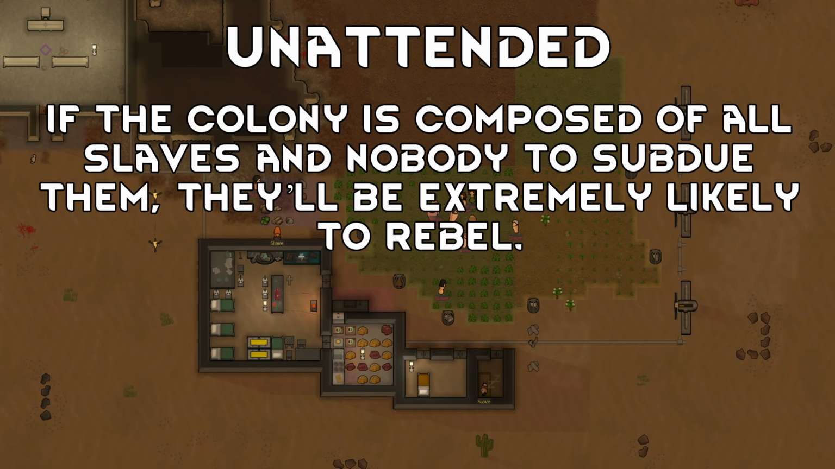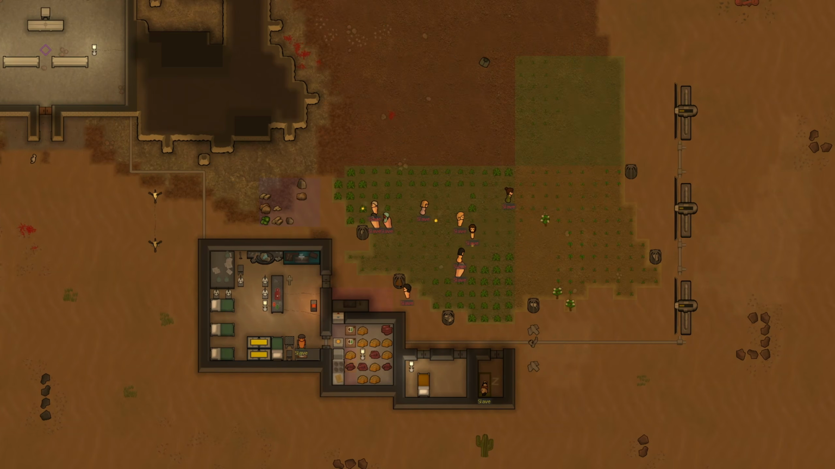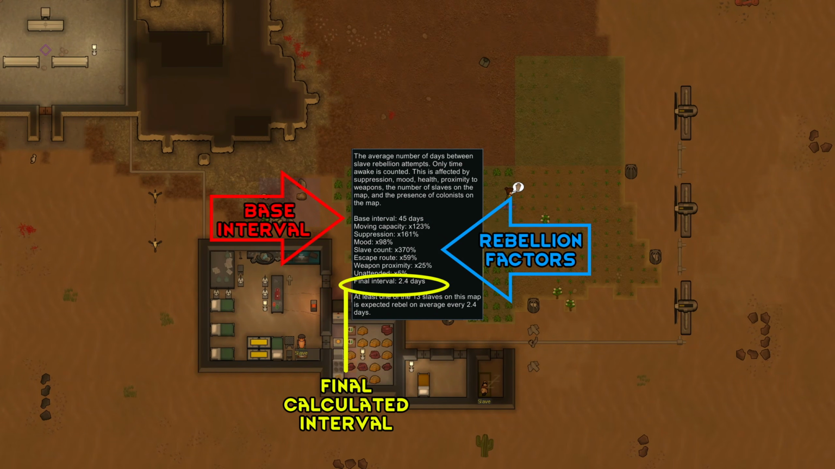The last and most important factor of slave rebellion is called unattended. If the colony is composed of all slaves and nobody is there to subdue them, they are extremely likely to rebel. All of these factors are totaled to calculate the frequency that your slaves will attempt to rebel or escape.